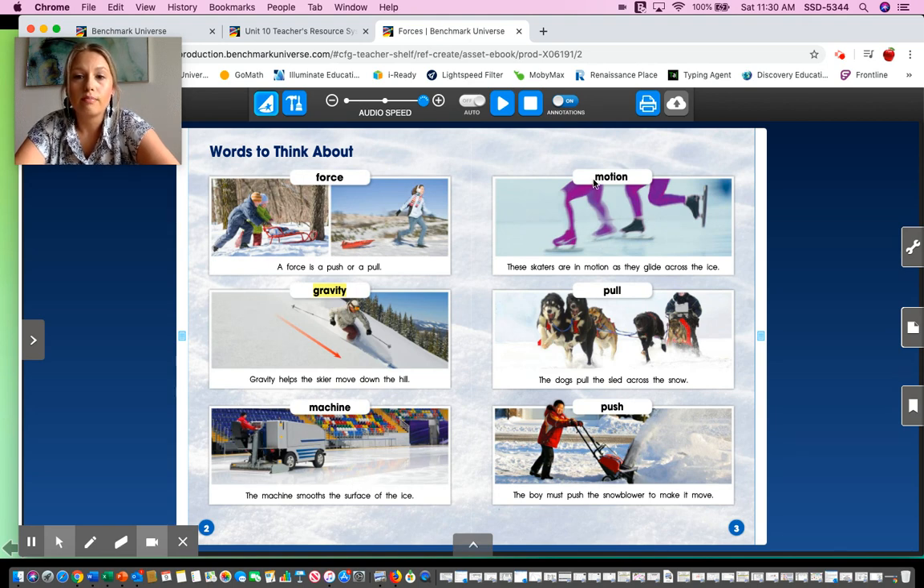The next word is motion. And we've heard motion, right? Like move. These skaters are in motion, which means they're moving, as they glide across the ice. So they're actually ice skating. And this is the ice rink here. And this is the girls ice skating. The next word is pull. The dogs pull the sled across the snow. Oh, remember the story Balto and the dog sled? This is kind of the same thing. The dogs are pulling the sled.